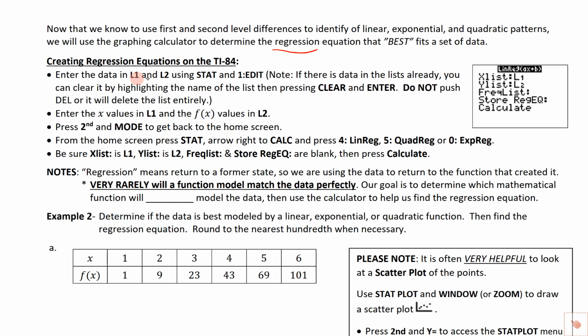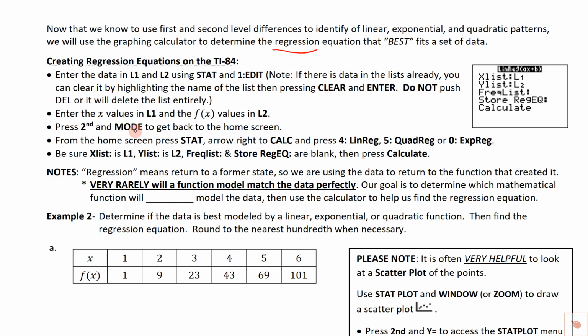We're going to enter the data in L1 and L2, and we're going to do that by using the stat button, and we're going to edit those. Again, if there's data already in the list, you use the clear button to delete that data. Please do not hit delete. It will actually delete the entire list from the entire calculator, and then you've got to reset the whole calculator back to factory settings, total reset with that. So be careful with that. And then what we're going to do is I'm going to take the x values, we're going to put them in L1. We're going to take the y values, the f of x values, and we're going to put them in L2.